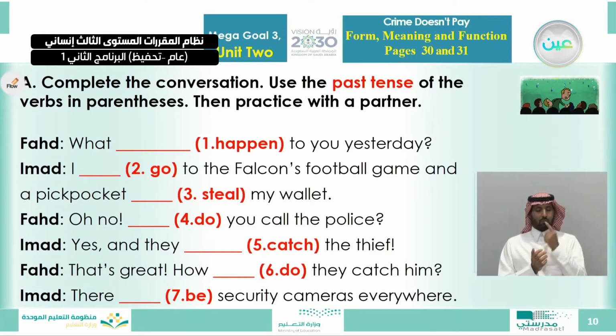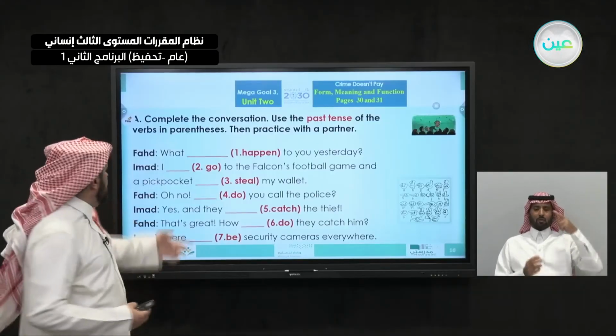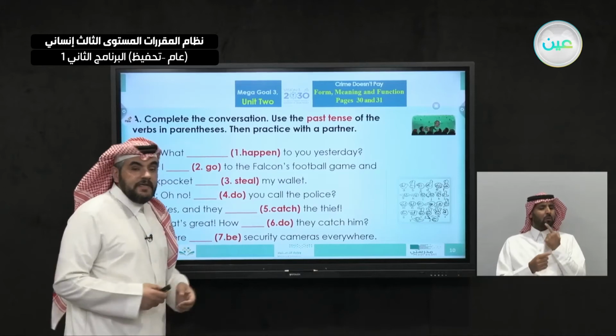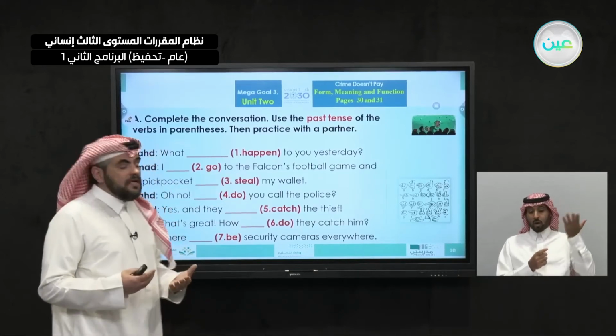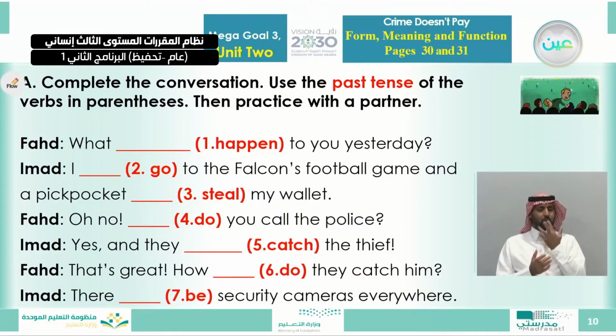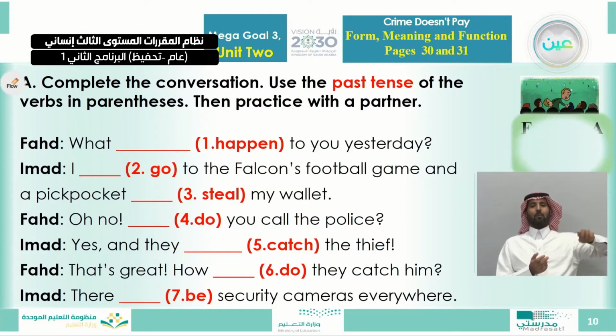This is a conversation between Fahad and Imad. They are talking about something in the past. So we have now many verbs. We want to change them into the past. Like here, what is Fahad asking? "What to you yesterday?" The verb happen. How can we use the verb happen in the past? It is very easy. Since it is a regular verb, we can say, what happened.